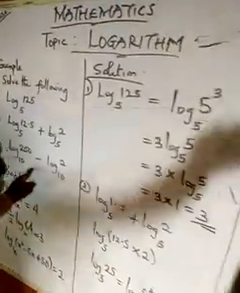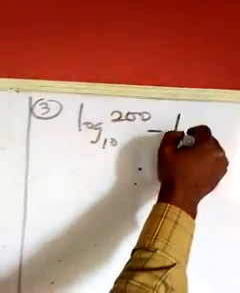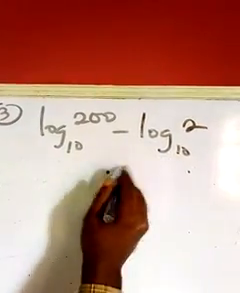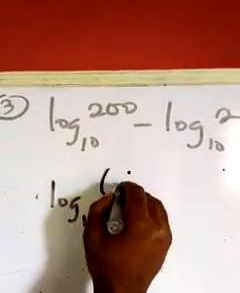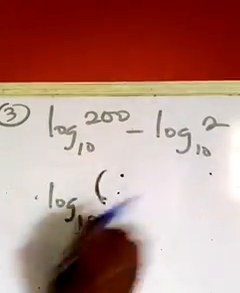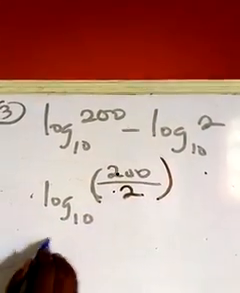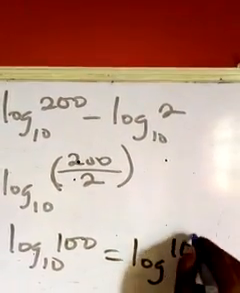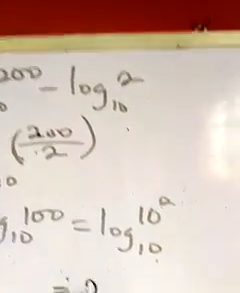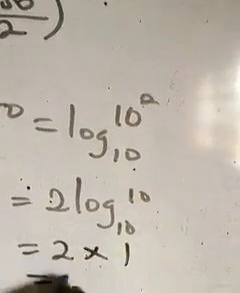Now we go to the third one quickly. The third one says log 200 base 10 minus log 2 base 10, sorry. I now have log base 10. Because it is minus and the base 10 is common, I say log base 10 of 200 divided by 2. This becomes log base 10 of 100. Log 100 is 10 raised to the power 2, base 10. This 2 comes to the front, it becomes 2 log 10 base 10. Log 10 base 10 is what? 1. 2 times 1 equals 2.